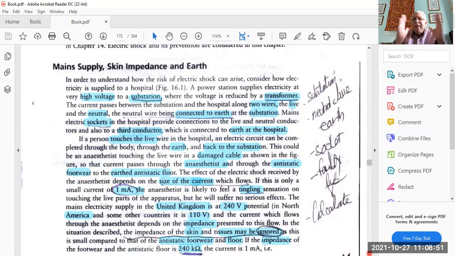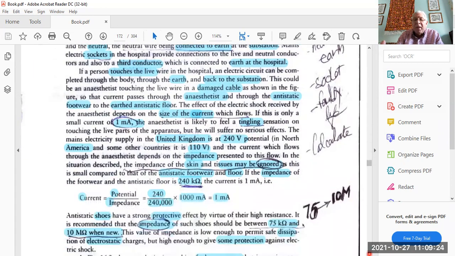So the main station generates around 11,000 volts, and then it goes to a substation, as we'll see later on. This substation, by a transformer, shifts this amount of electricity to be 240 in England or 110 in North America.